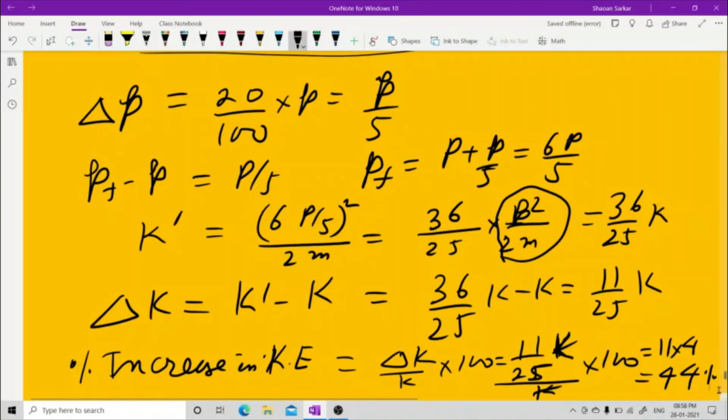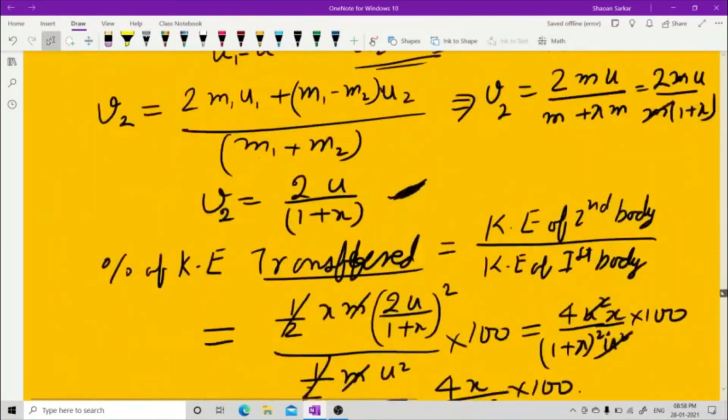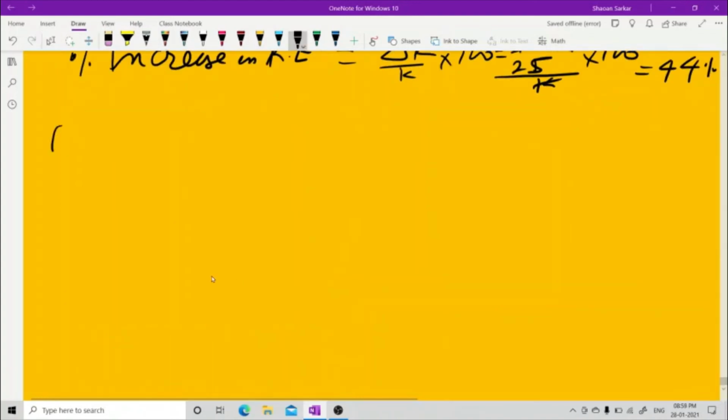Now, the next one, and I think the last one. Let us see what it is saying. A mass of 1 kg is connected by a string passing over a pulley to a mass of 2 kg, which is 3 meters above the floor. Yes, no problem, this is the business. Yes, let us do it. Question number 1. This is a very good question.